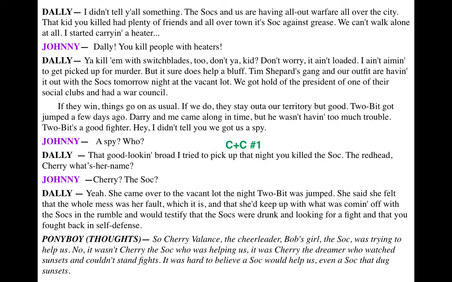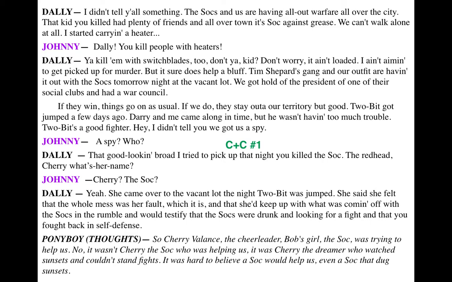Notice anything unexpected? This is clearly unexpected to Ponyboy. He says, I can't believe that a Soc would help us, even a Soc that dug sunsets. My friends, Bob was Cherry's boyfriend, and Johnny kills Bob, and she's willing to testify against her boyfriend? That's surprising.